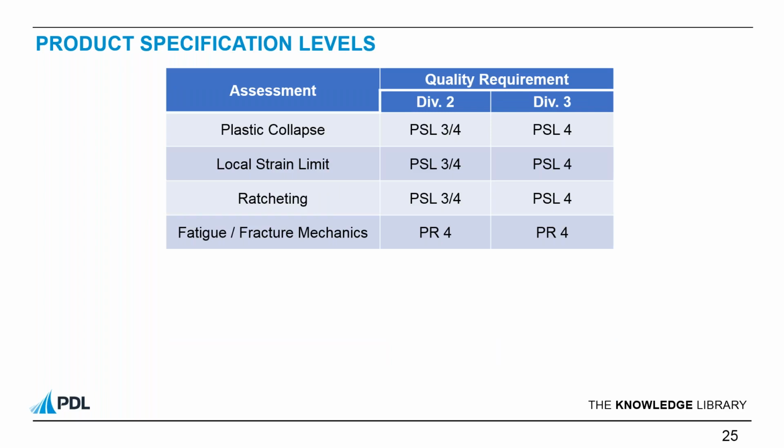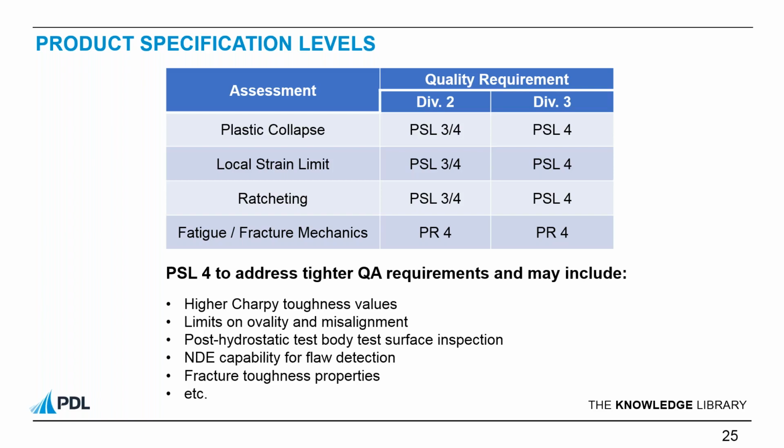Okay, so the trade-off is the higher product specification level which is required. So essentially, there are additional quality control requirements which need to be adhered to allow the design margins to be reduced as significantly as they are. So a few examples are shown here. Again, this is not an exhaustive list and you should refer to the relevant documentation.